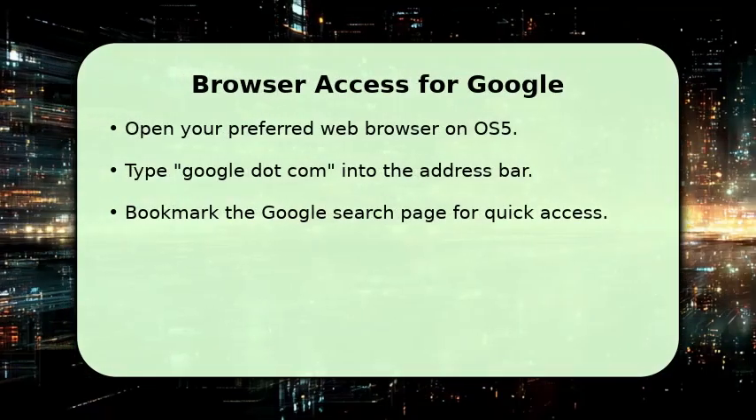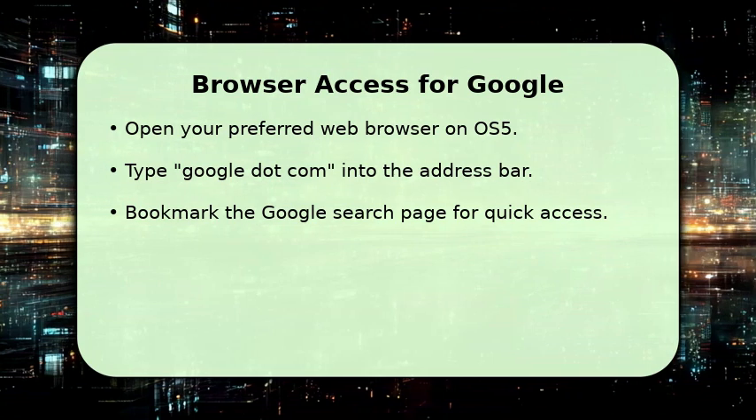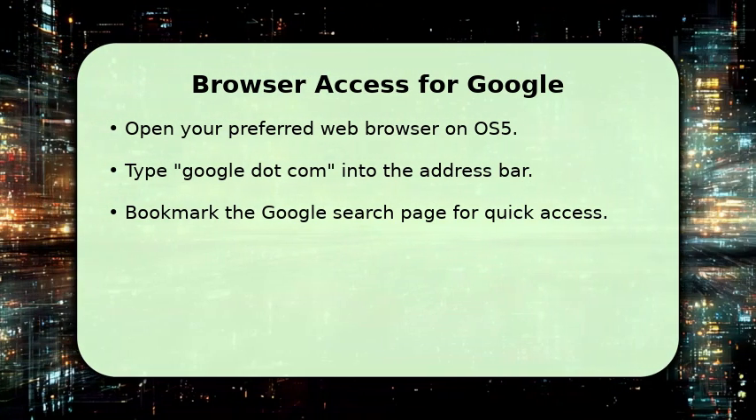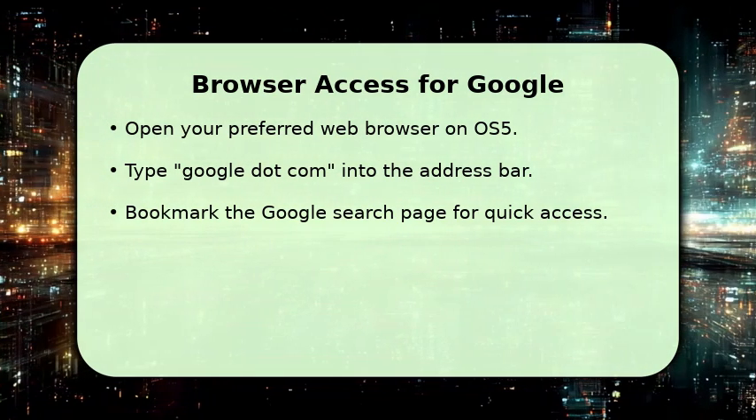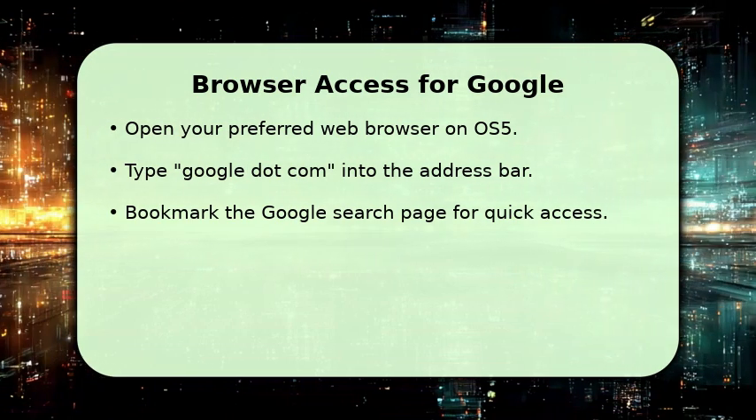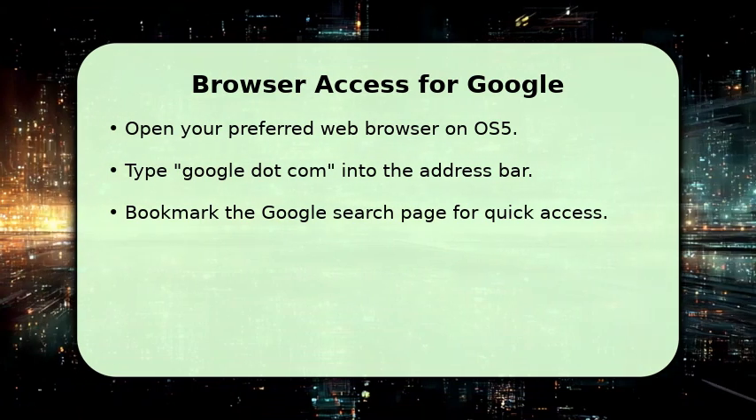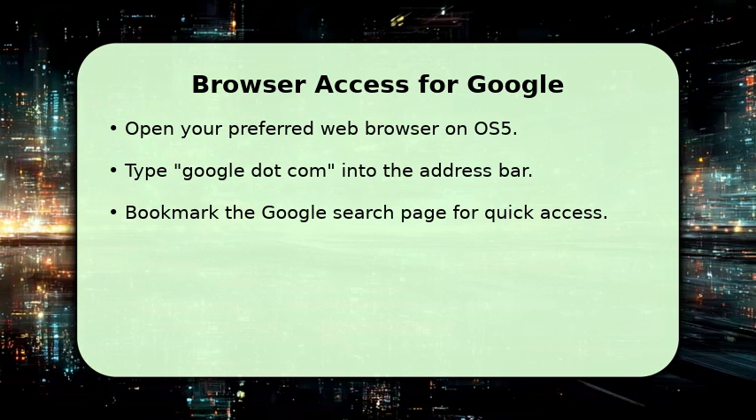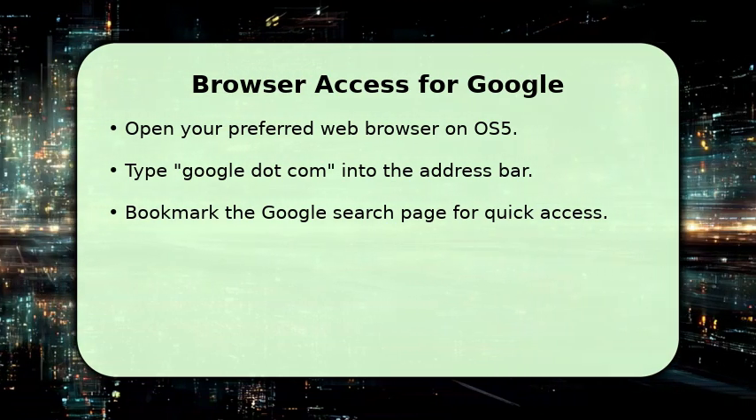To access Google via your browser, simply open the web browser application on your OS 5 device. In the address bar, which is usually at the top of the screen, type google.com and press enter. Once the page loads, you can bookmark it for easy future access, perhaps by tapping a star or heart icon. For even greater convenience, consider setting Google as your browser's default homepage in the settings menu, ensuring it loads every time you open the browser.